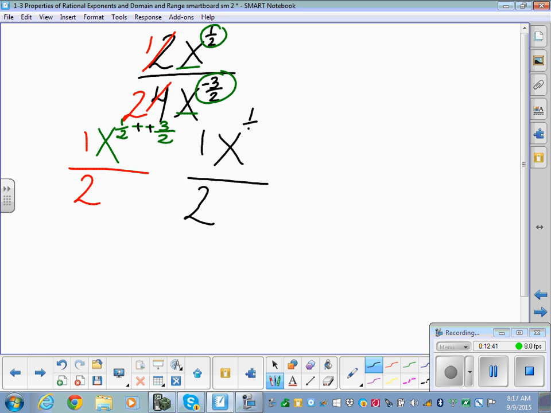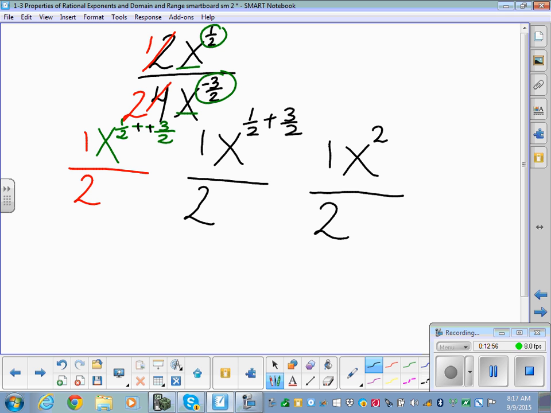X to the 1/2 plus 3/2. Okay, so then you added those together and you got what? 2. All right, that makes sense. So we have 1/2 and then we have x to the 2. Do we need to fix any negative exponents? No, we're all good, right?